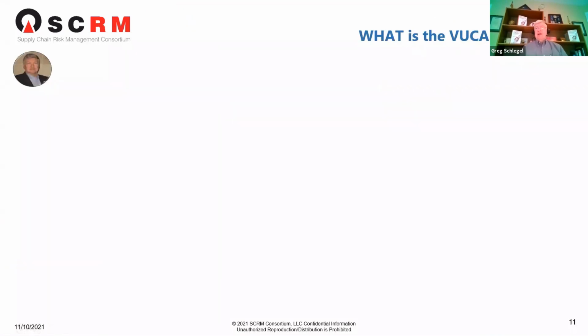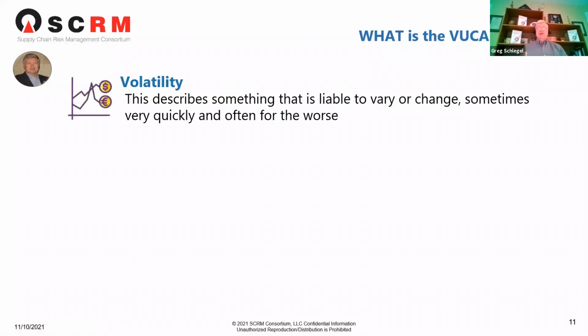So what is the VUCA landscape? This is a build slide, so bear with us. First and foremost, V stands for what? Volatility. This describes something that is liable to vary or change, sometimes very quickly and often for the worse. In the existing arena, what does that mean? That is government lockdowns and restrictions around the globe. That's our volatility at the moment.